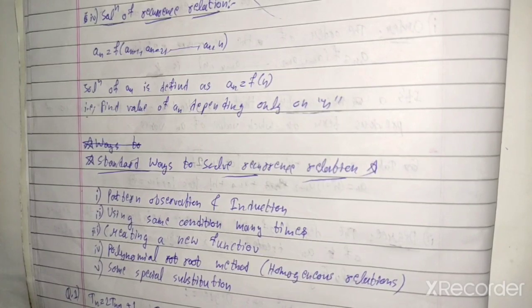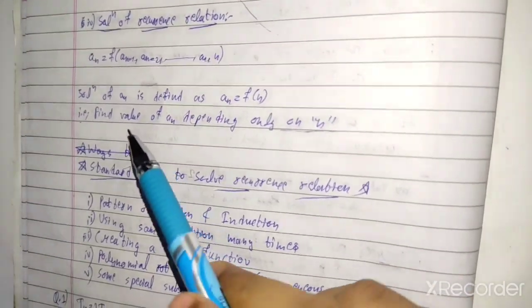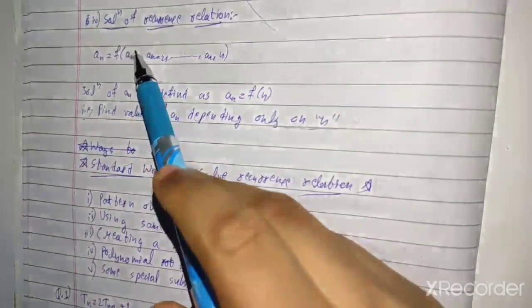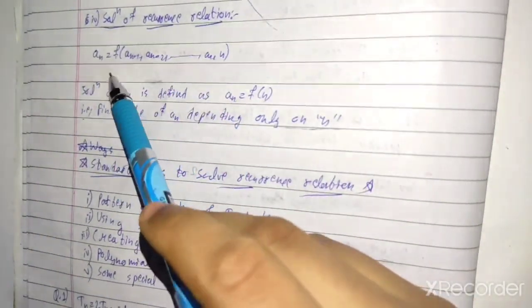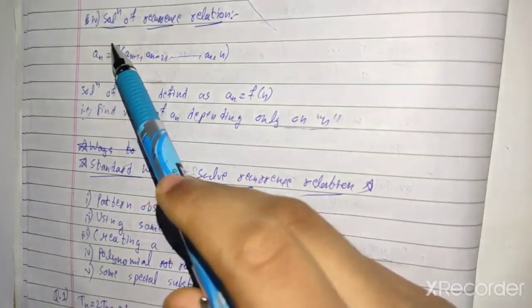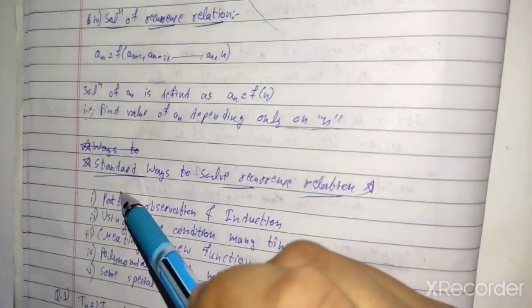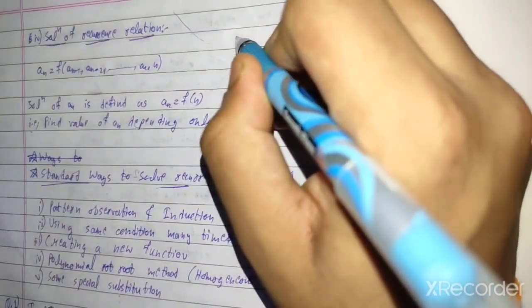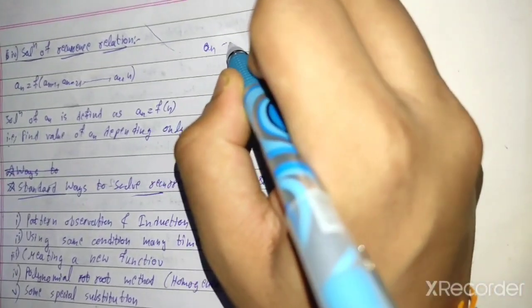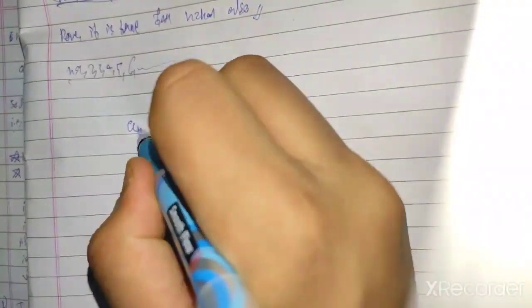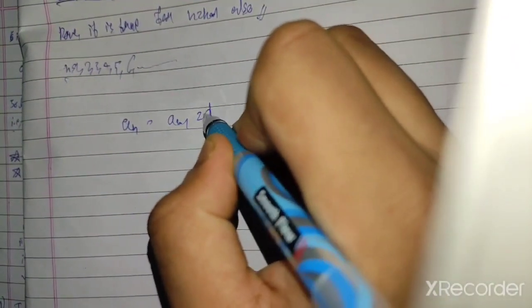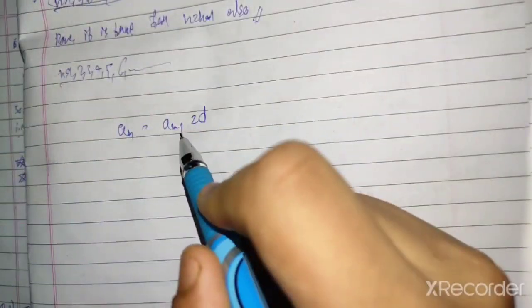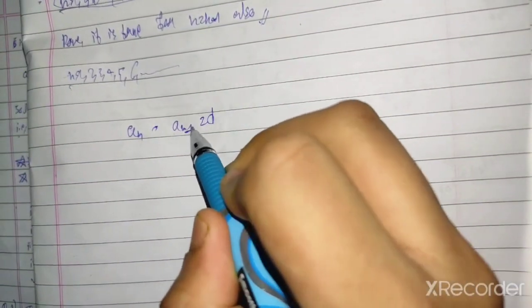Next, we have the solution to a recurrence relation. What is meant by this? A recurrence relation is basically a function of previous terms and n, and the solution of a recurrence relation for a_n is nothing but a_n being a function depending only on n. For example, in the case of arithmetic progression, we had a_n minus a_{n-1} is equal to some constant d.